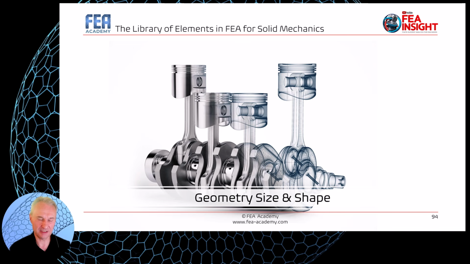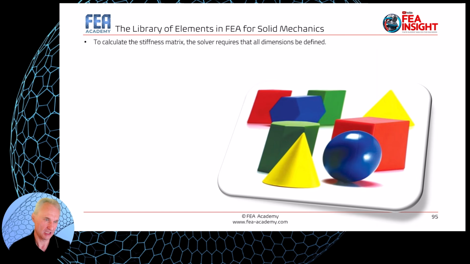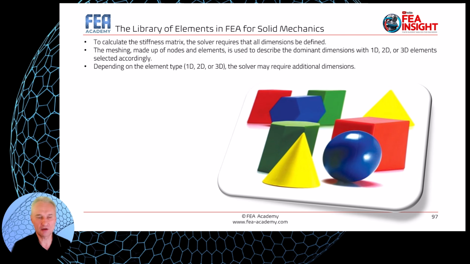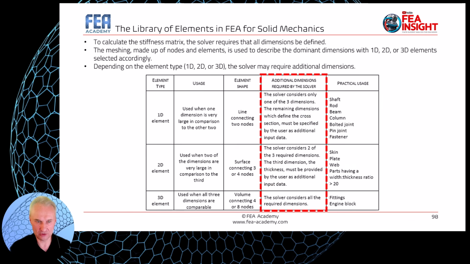Let's discuss a little bit about geometry size and shape. To calculate the stiffness matrix, you know that the solver requires that all dimensions are defined. The meshing made up of nodes and elements is used to describe the dominant dimensions with 1D, 2D, or 3D elements selected accordingly. So depending on the element type, 1D, 2D, or 3D, the solver may require additional dimensions. And it is what I want to summarize here.